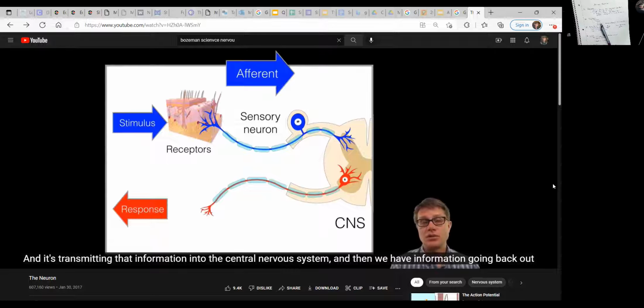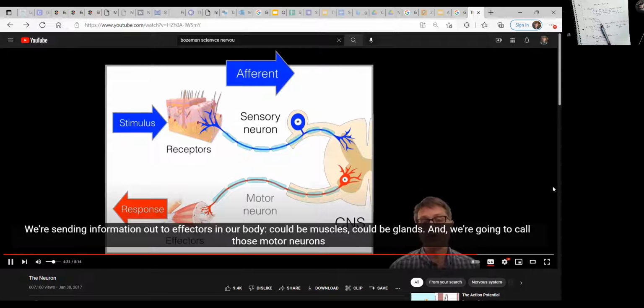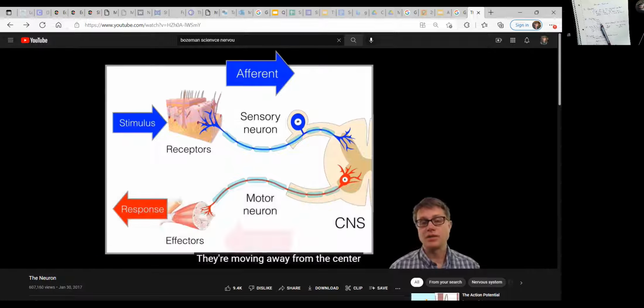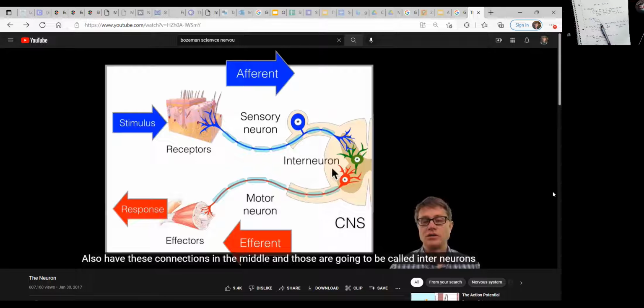And then we have information going back out. We're sending information out to effectors in our body. It could be muscles, could be glands, and we're going to call those motor neurons. They're moving away from the center. Sometimes we refer to those as efferent neurons as well. Now, there should be connections between those neurons. Those aren't all the neurons we have in our body. And so we also have these connections in the middle, and those are going to be called interneurons.